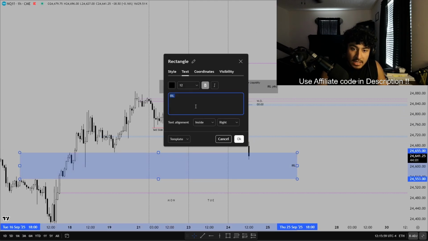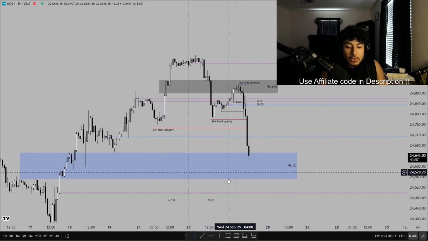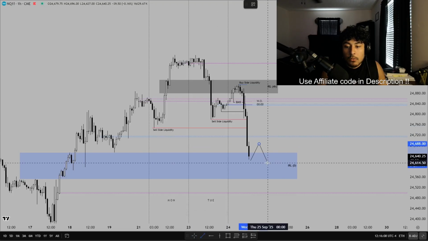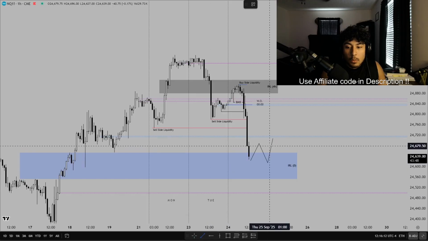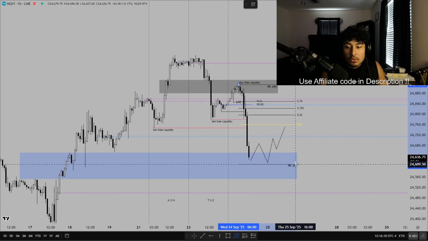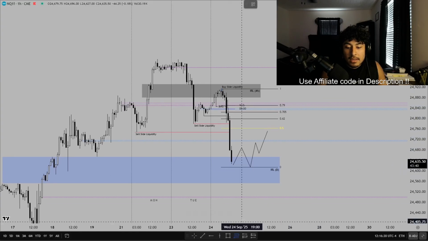Since we're tapping up into that daily PD array, I would look for more longs. This is an ideal scenario. Let's suppose we trade back up and we trade back down. What am I going to be looking for? That lower time frame break in market structure, retrace, to then eventually go back up to that range from right here. So this is what I would probably look for.